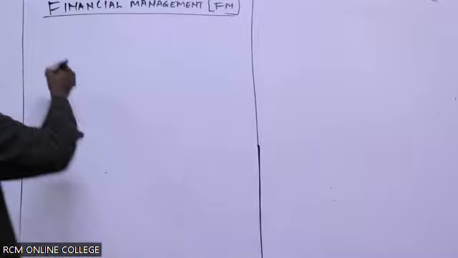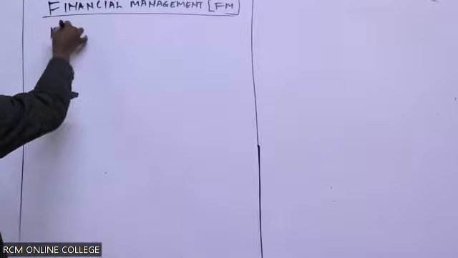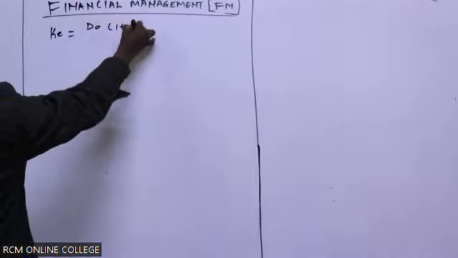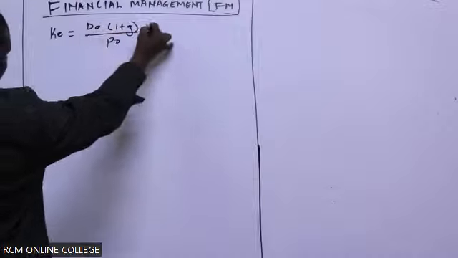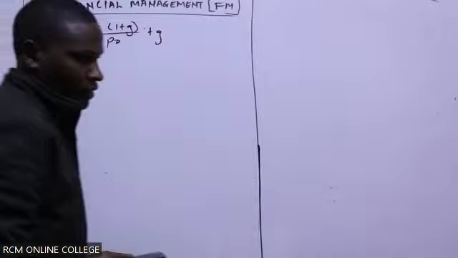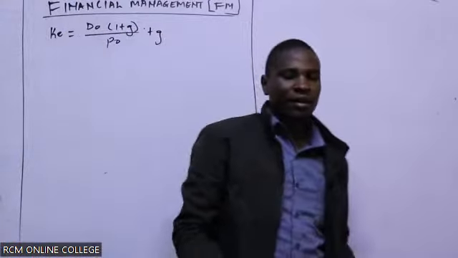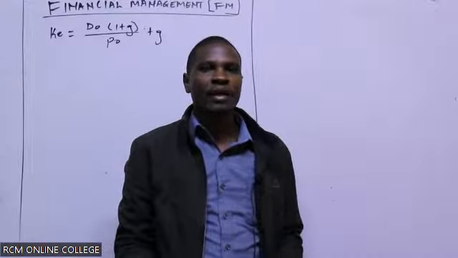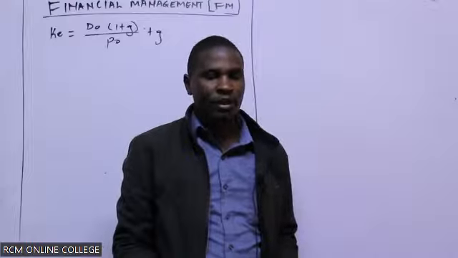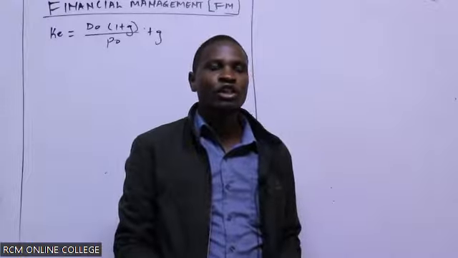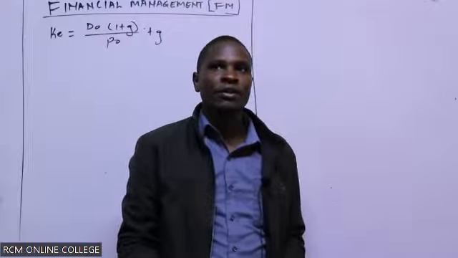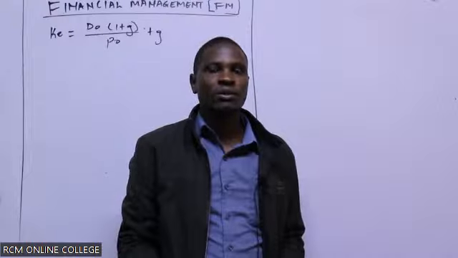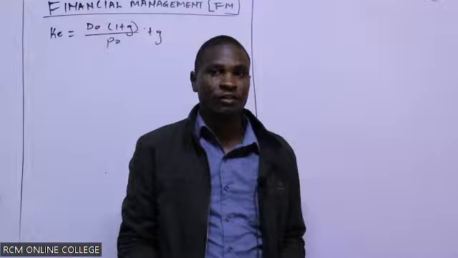The formula remains KE. Just want to remind you: it is D0(1 + g) over P0 plus g. You see, that is what we mean: the cost of existing ordinary shares, the already issued shares. The existing ordinary shares are the already issued shares.